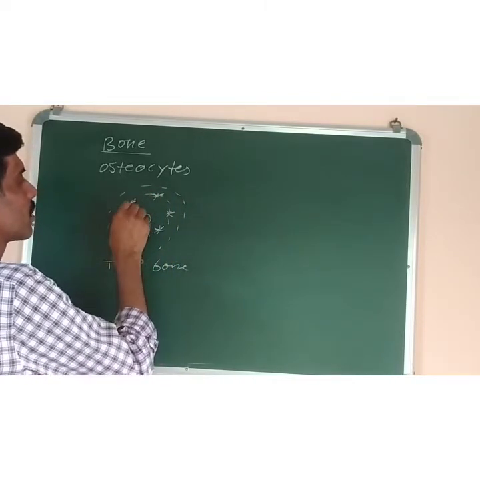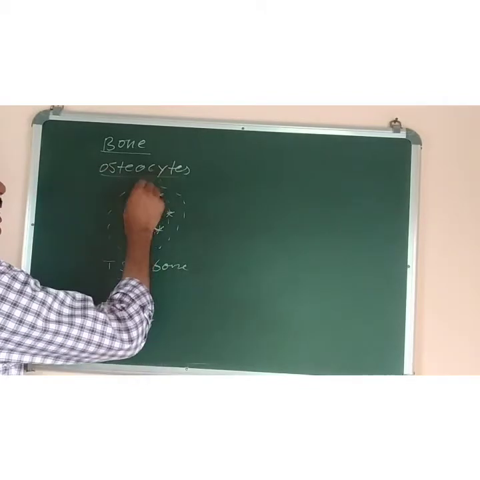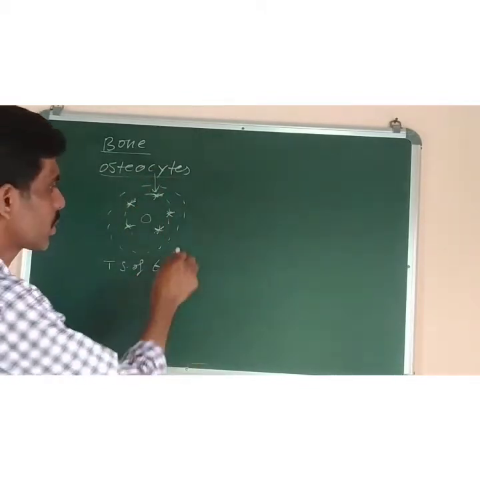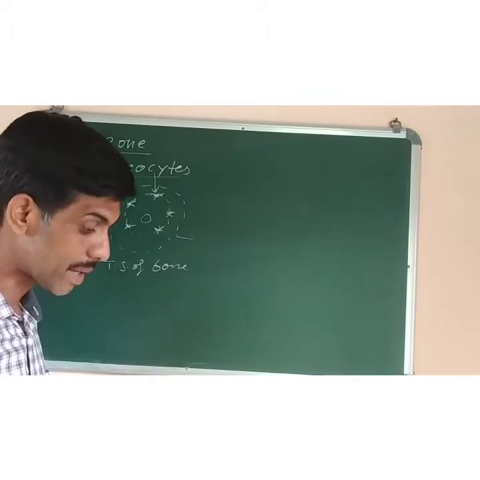They are called osteocytes. These osteocytes are present. This one is called the Haversian canal. So the diagram you can see in the book.